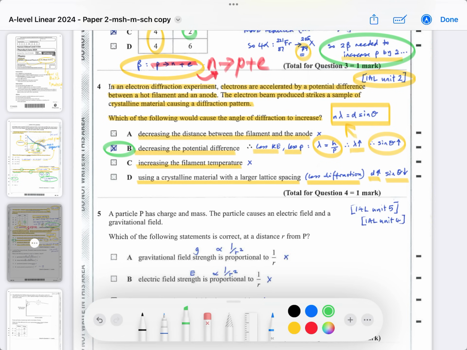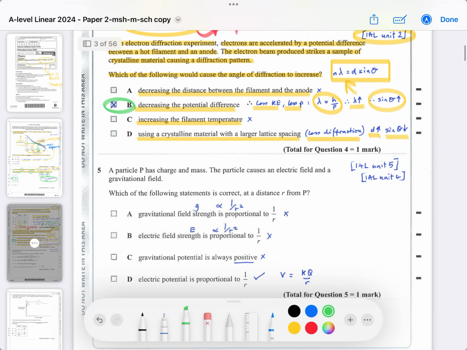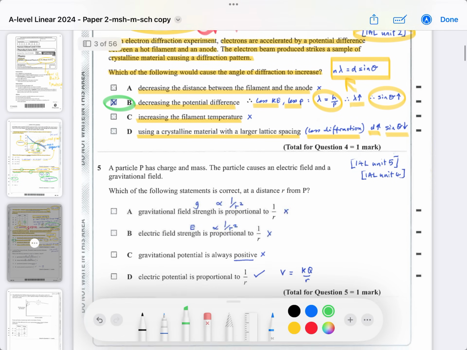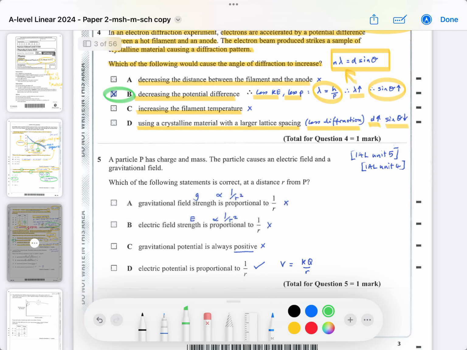This is very good multiple choice for revision. We've got some from year 12, some from year 13. The next question, question 5, is a particle has a charge and mass. The particle P causes an electric field and a gravitational field because it has charge and mass. The charge causes an electric field and the mass causes a gravitational field.